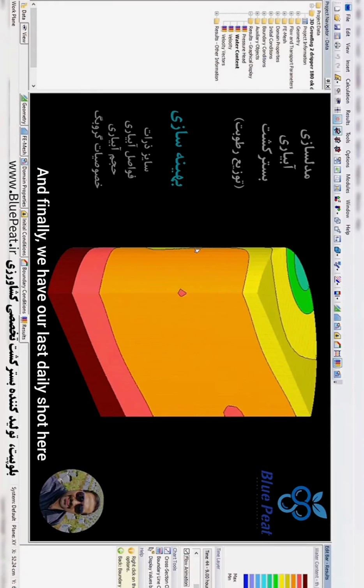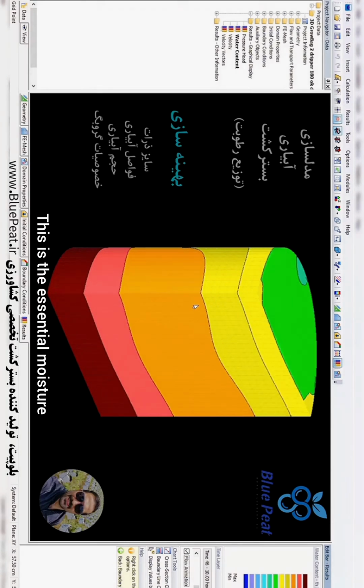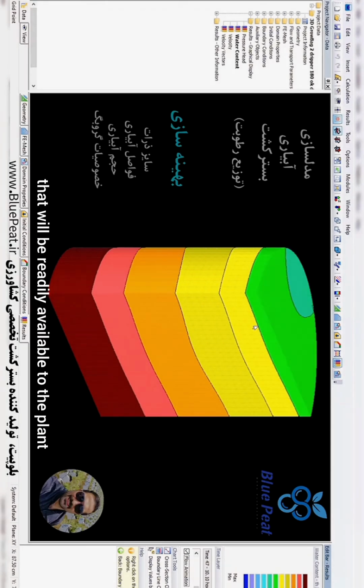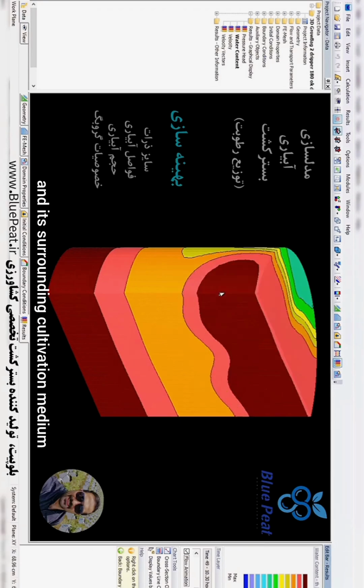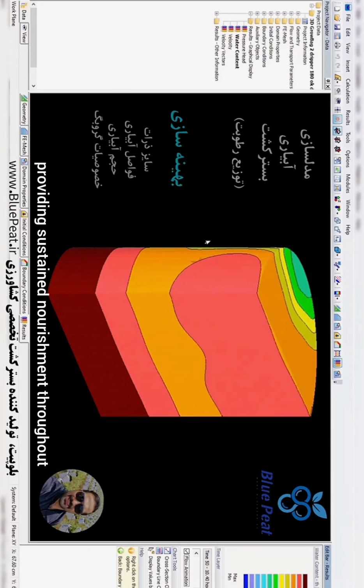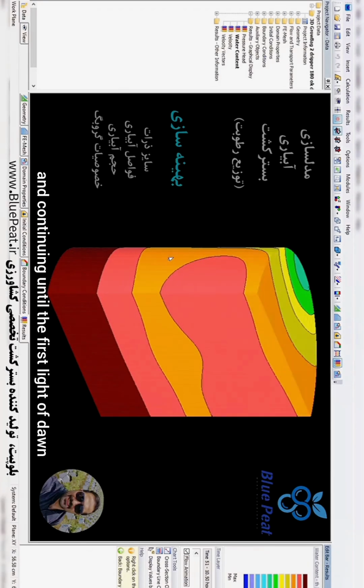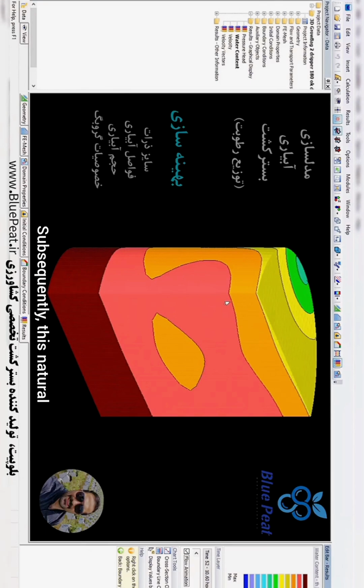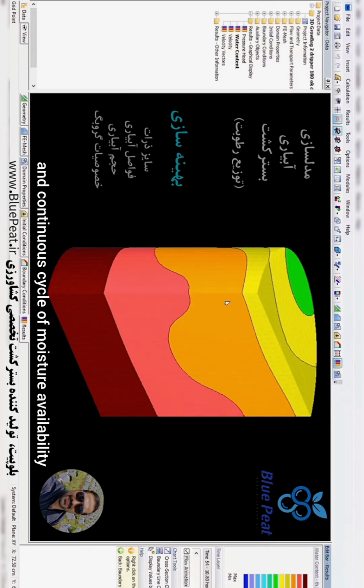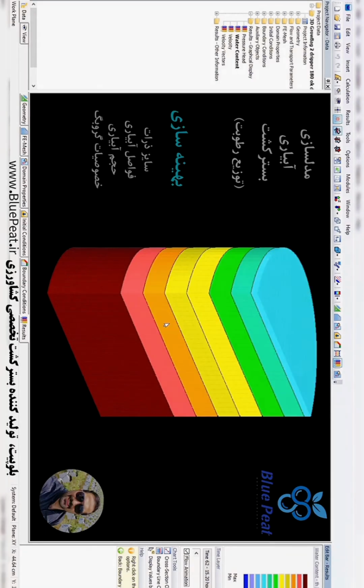And finally, we have our last daily shot here. This is the essential moisture that will be readily available to the plant and its surrounding cultivation medium, providing sustained nourishment throughout the entire night and continuing until the first light of dawn. Subsequently, this continuous cycle of moisture availability will repeat itself, ensuring ongoing support for the plant's growth and well-being.